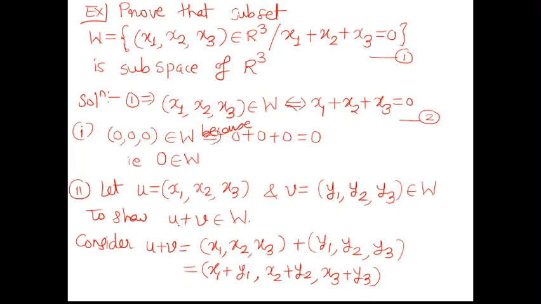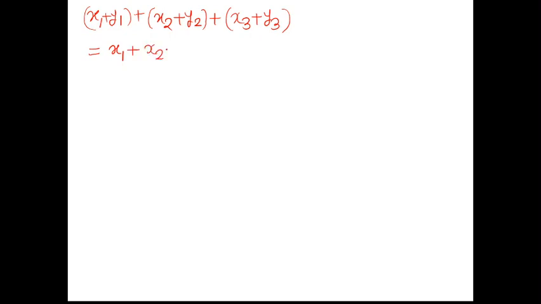Now we wish to show that u plus v belongs to W. For this, as per equation 2, the addition of all three elements of this particular vector must be 0. So we consider the addition of the first element x1 plus y1, the second element x2 plus y2, and the third element x3 plus y3. Resultantly, we want it to be 0. Now what will be the addition of this? We can bring all x terms together and write x1 plus x2 plus x3, then plus y1 plus y2 plus y3.